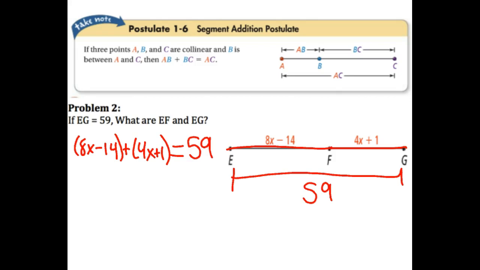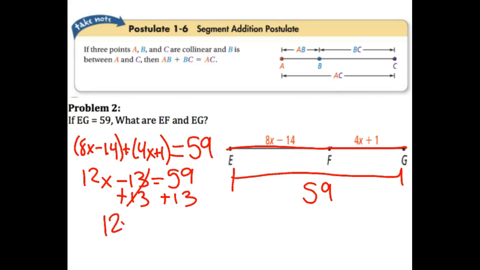So let's start working on the left of this equation, combine our like terms. We got an 8x and a 4x. 8x plus 4x is 12x. We got negative 14 plus a positive 1, that's going to give us negative 13. We get 12x minus 13 equals 59. Order of operations says to get rid of that minus first, so we're going to add 13. Our inverse of the order of operations when we're solving an equation. 59 plus 13 is going to get us to 72. Divide both sides by 12, and we now know x.